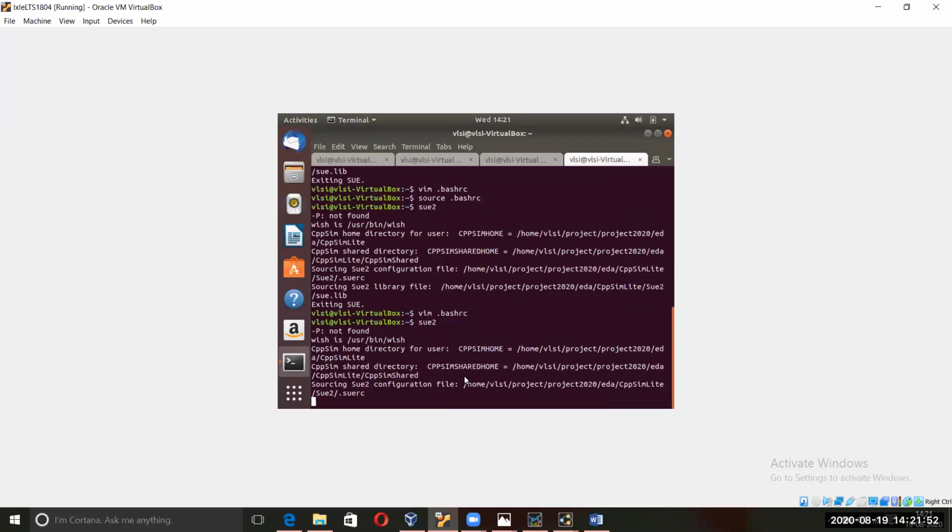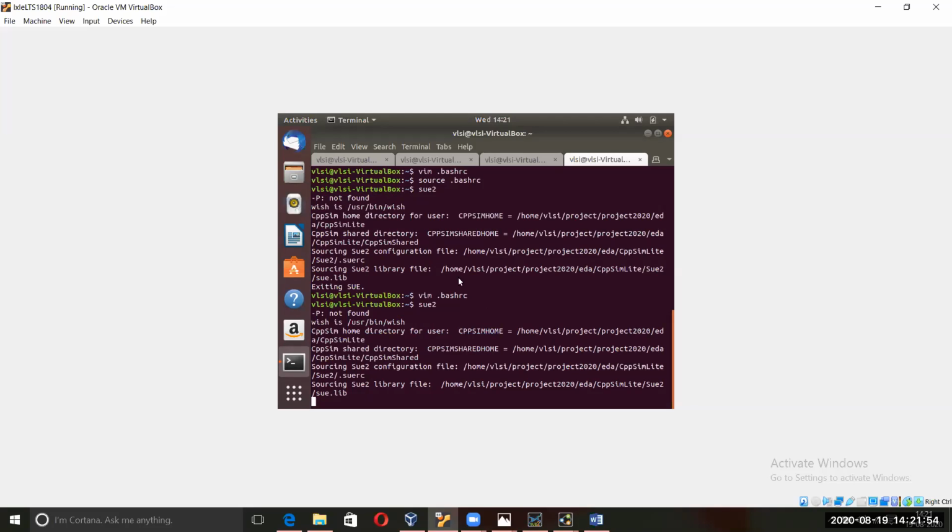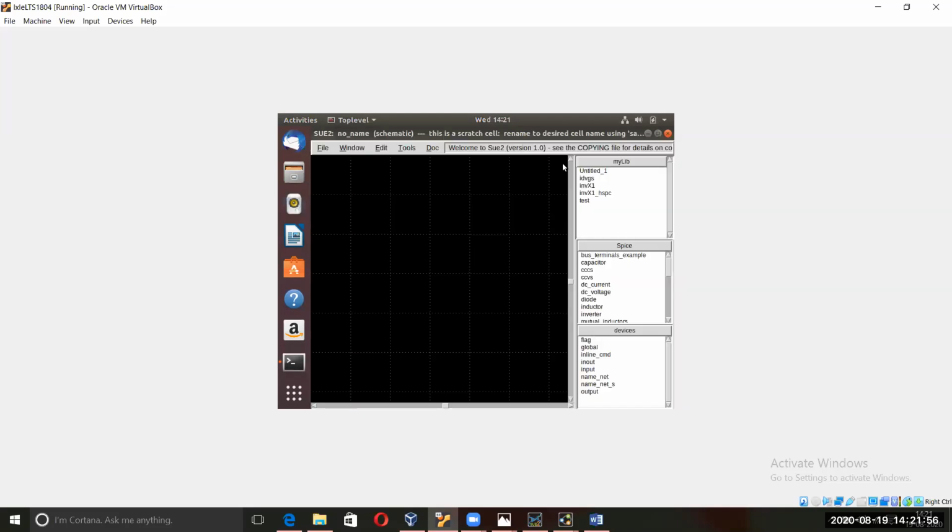So I'll open my sudo using the command sudo. Okay, this is open. Now Sarah explained in his video how we will do a schematic, but I'll show you how we do it. On the right side, these are the three libraries: mylib, spice, and devices.